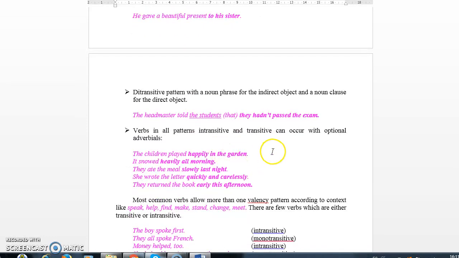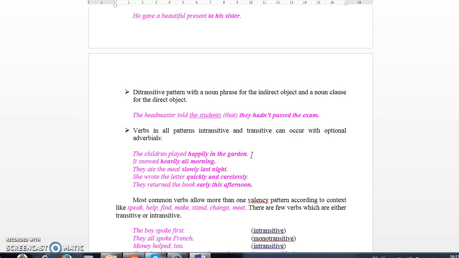Verbs in all the patterns, intransitive and transitive, can have optional adverbials. Remember then that you have some where you need an obligatory adverbial, and here you have optional adverbials, where you have the children played happily in the garden, and happily is an adverb that tells you how they played, how they felt. And in the garden is an adverbial that is a prepositional phrase, and it is telling you where they played.